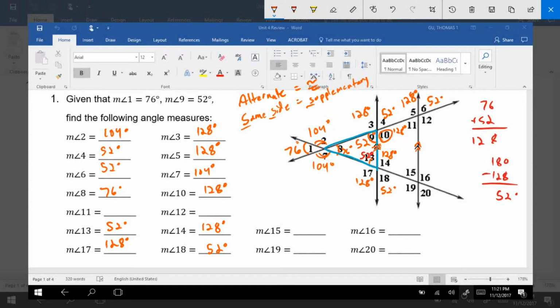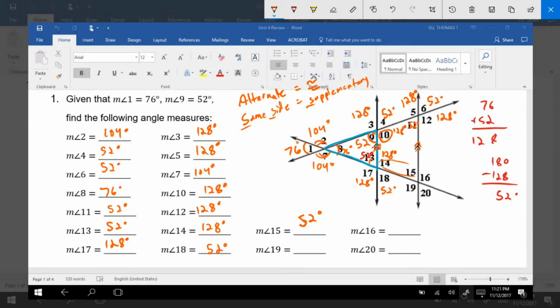Now let's take a look at 6 and 11. They are vertical angles. That means they're congruent. So 11 is also 52 degrees. 5 and 12, what relationship do they have? Vertical angles. 128 degrees. We're almost done. Angle 15 is going to have a relationship with 14, and it's going to be same side interior angles. So that means they're going to add up to 180. So if 14 is 128, then 15 is going to be 52 degrees. Wow, my 5s look very sketchy.